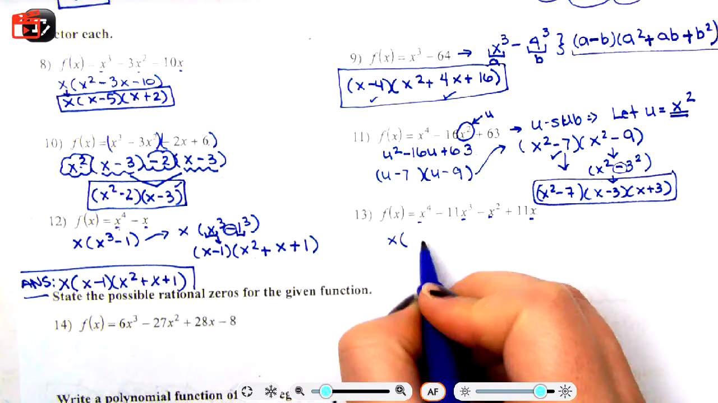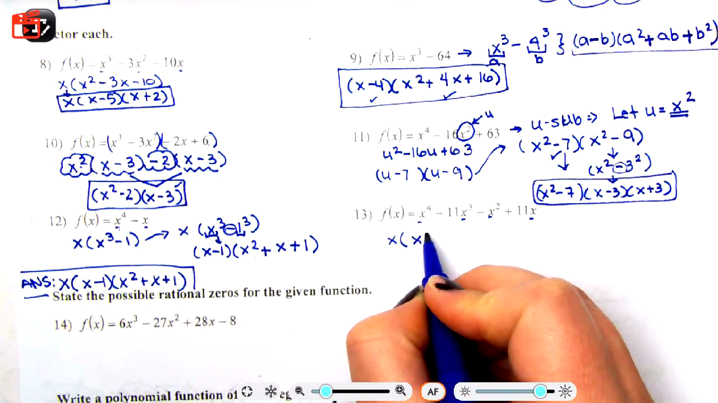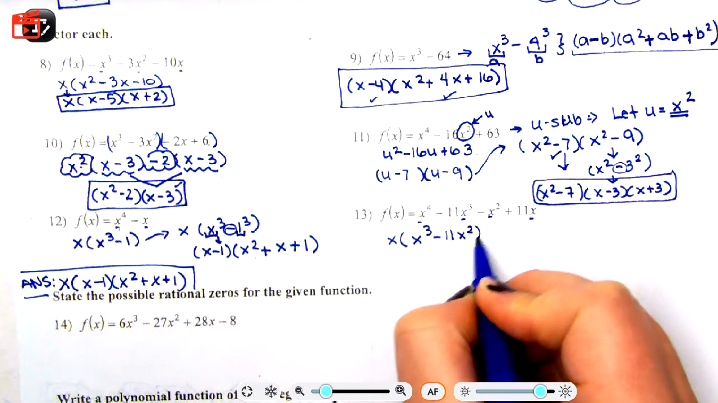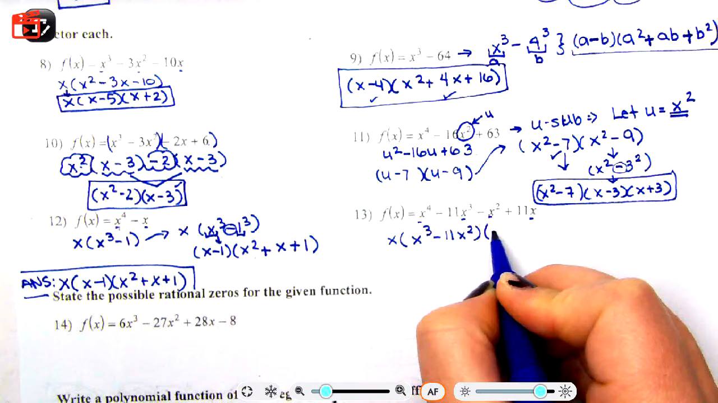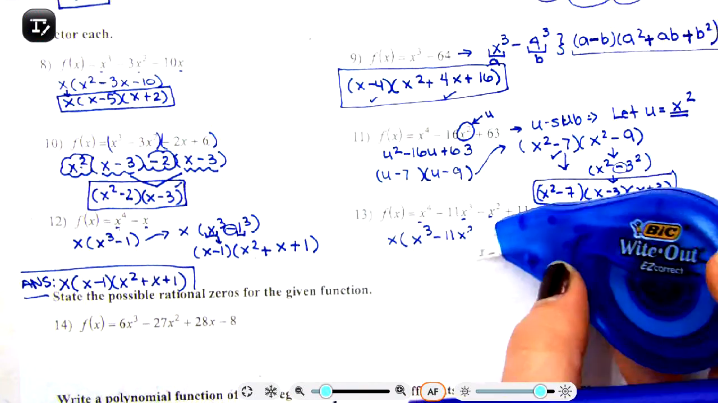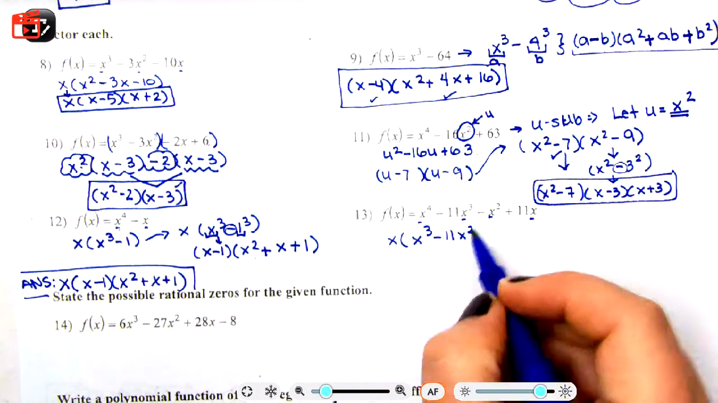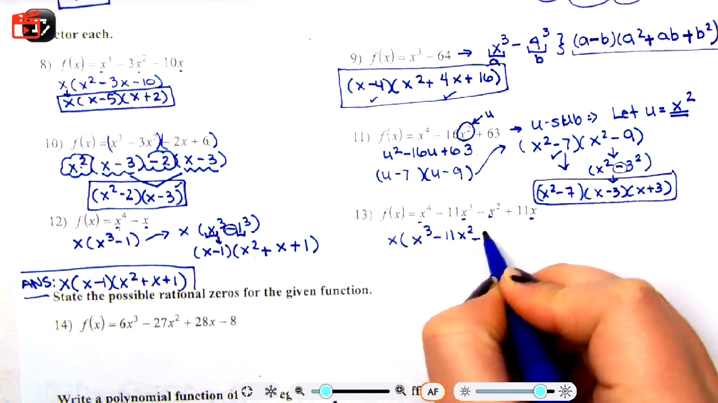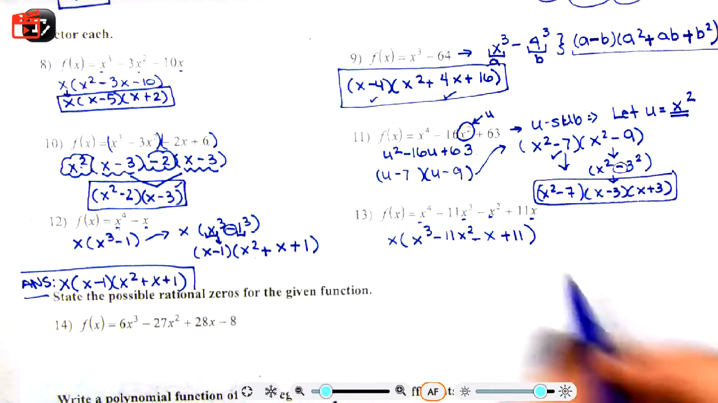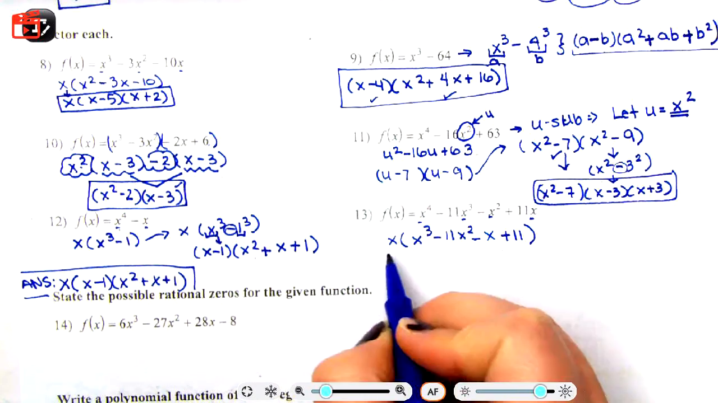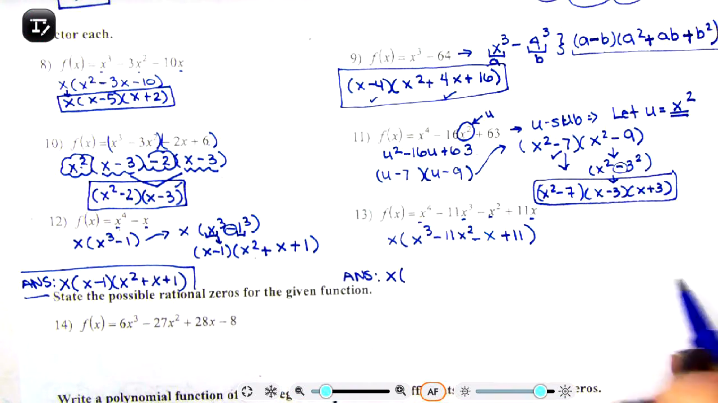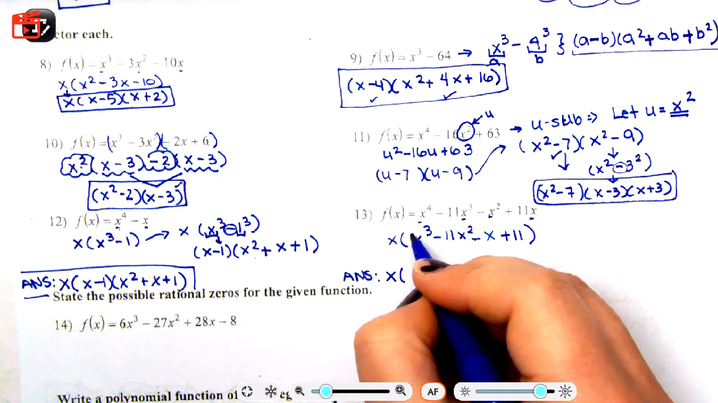So I pull out an x. I have x cubed minus 11x squared. Then I have minus, there shouldn't be parentheses there because I'm just factoring out an x. I'm not grouping anything yet. So minus x plus 11. And then let's see if grouping works. Remember, if you factor anything out like an x, make sure that you already have it in your answer. I'm going to try grouping inside here.